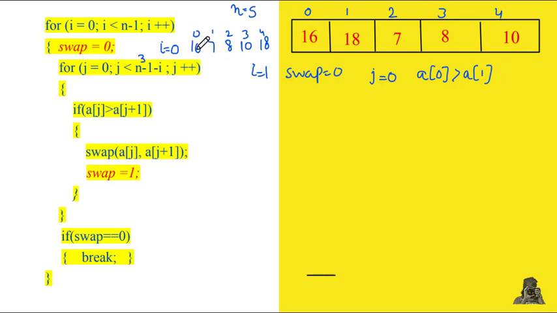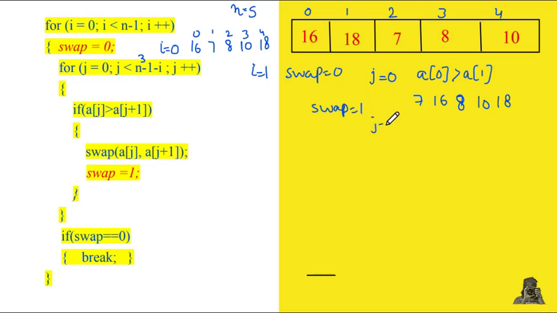So this is our value. We can see that 16 is greater than 7, so swapping will be done. This will be executed. Now the array will look like this: 7 will be shifted to the first location, and 16 will jump to the previous location of 7. 8, 10 and 18, the rest of the array will remain the same, and now swap has been updated to value 1.